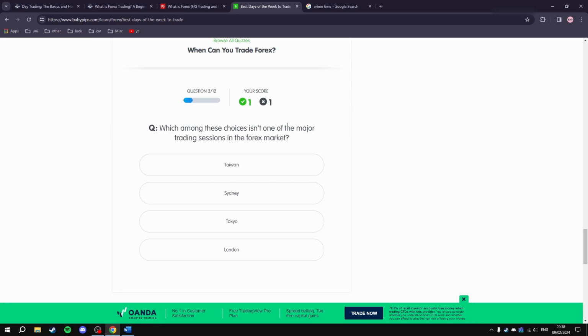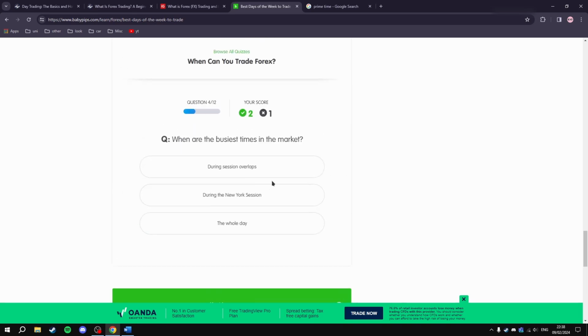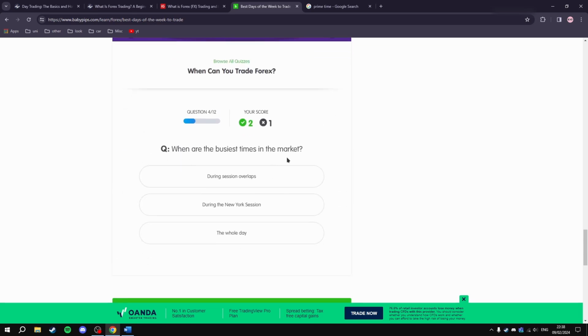Which among these choices isn't one of the major trading sessions in the Forex market? The Forex session can be broken up into 4 major trading sessions: the Sydney session, Tokyo session, London session, and Pip Gore's favourite time to trade, the New York session. One of the busiest times in the market.